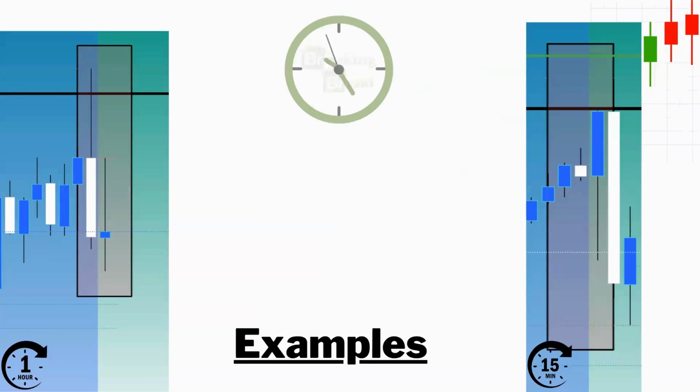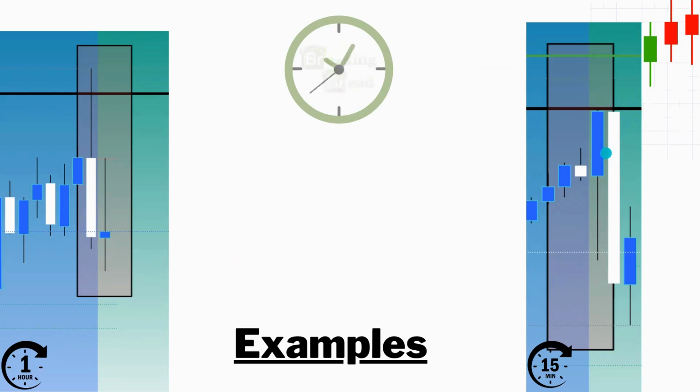All right, so let's look at some examples. Here we have the hour time frame and the 15-minute time frame. The hour candle that we're going to pay attention to in this example is this white candle here. This black line at the top is the major level. The same thing on this 15-minute time frame. This is the major level.